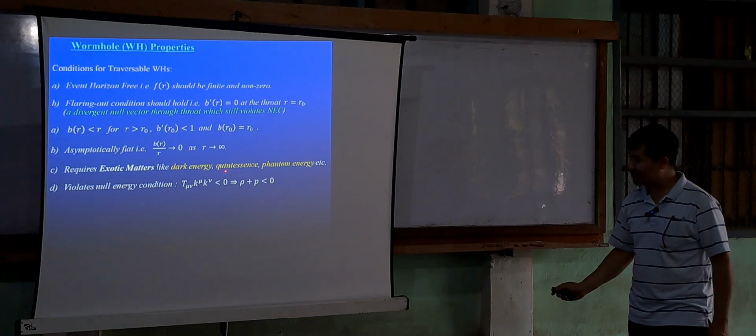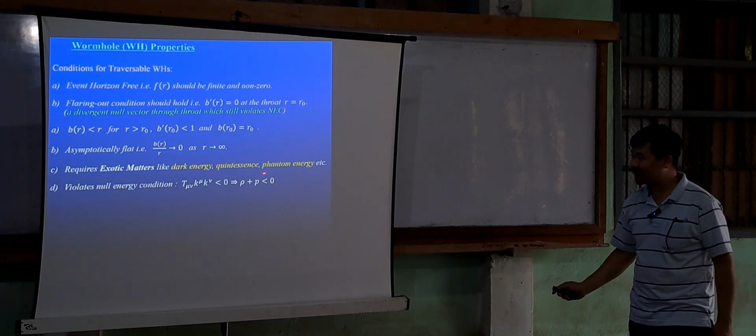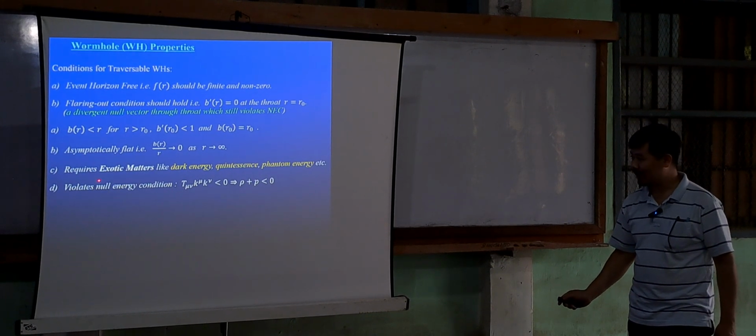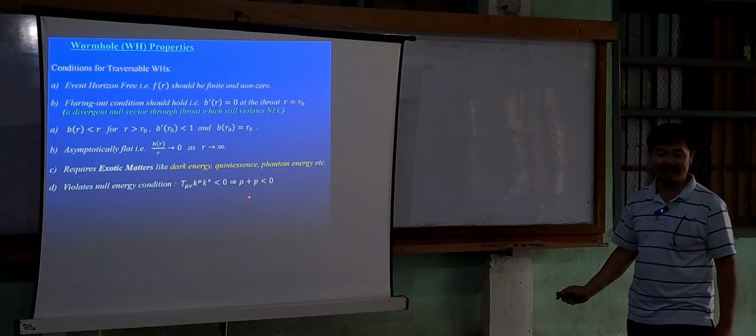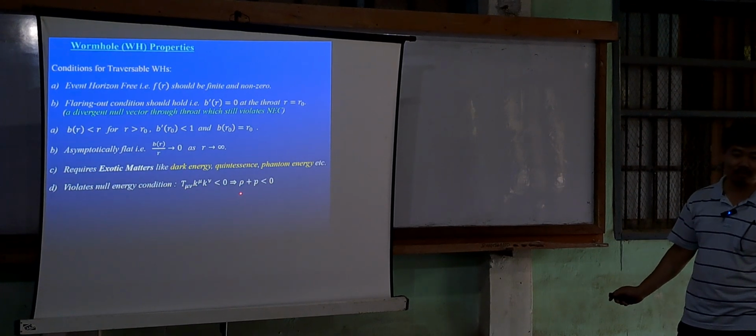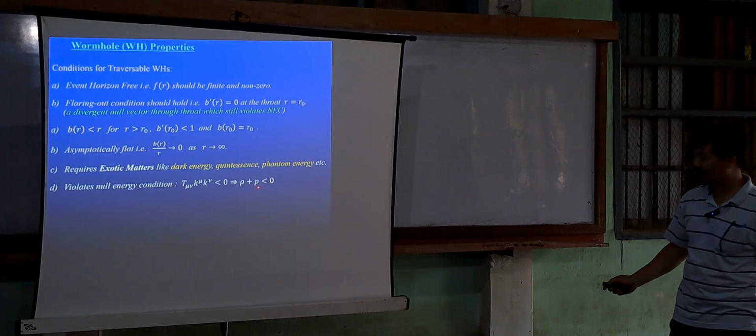It may contain many of those dark energy particles. It should violate the null energy condition, that is, the pressure plus density should be less than 0. That is the exotic particle we call it.